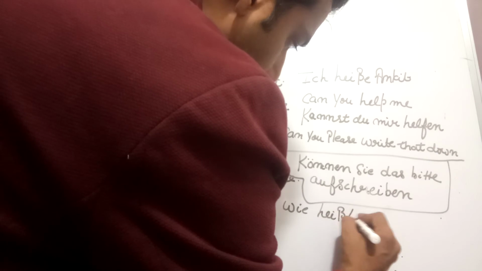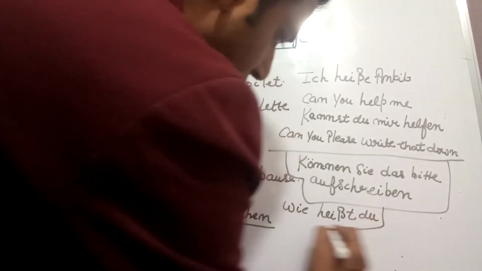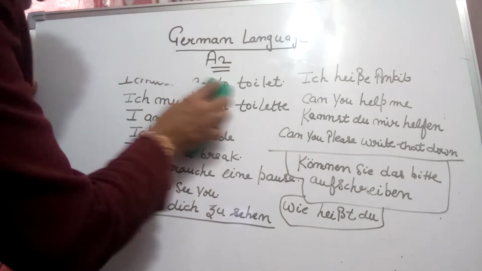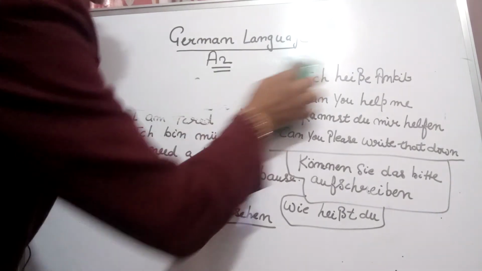Hallo, guten Morgen, guten Abend, gute Nacht. This is good night. Wie geht es dir? How are you? Mir geht es gut. Mir geht es schlecht. Ich verstehe dich gut. Ich verstehe dich nicht. Ich habe Hunger. Ich habe Durst. Ich muss zur Toilette. Ich bin müde. Ich brauche eine Pause. Schön dich zu sehen.